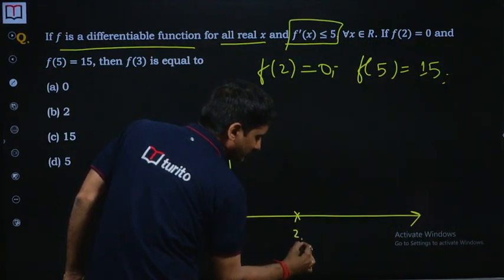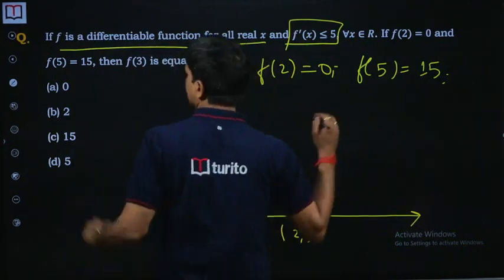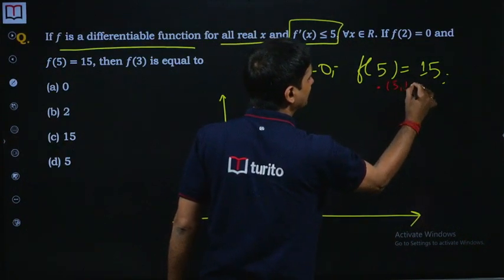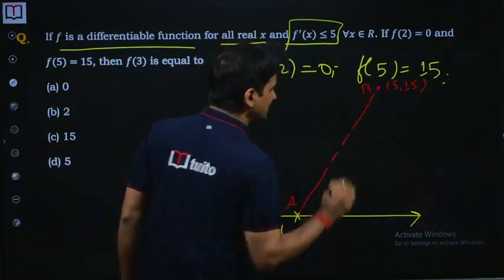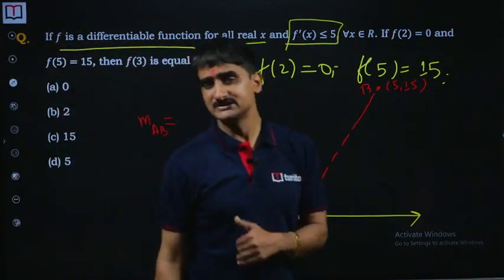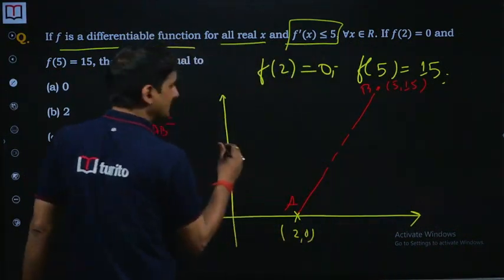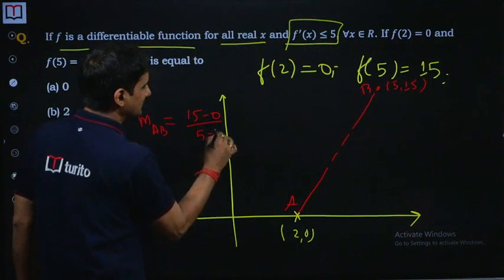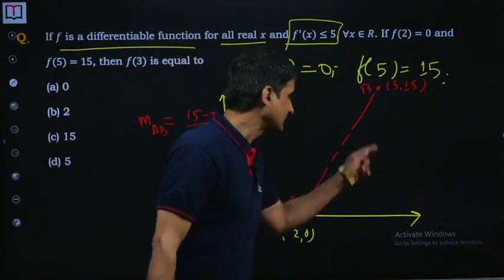F of 2 is 0, so this is 2 comma 0. F of 5 is 15. So let's say this is somewhere 5 and this is 15. So 5 comma 15. Now, if I join this line, let's say this is point A, this is point B, and I went for its slope. Why? Because see, f dash x represents the slope of the curve only, isn't that? So if I go for its slope, then the slope is 15 minus 0, y2 minus y1 upon x2 minus x1. So that's your 5. So slope of the chord joining A and B.